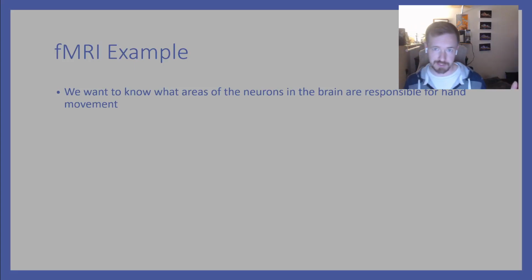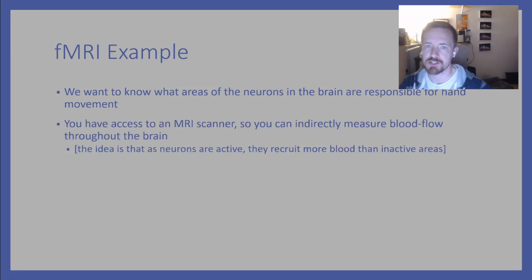So we already know this. This is settled science. There's no people that are questioning which part of the brain is responsible for hand movement. So we're going to design a quick replication to try to see if we can figure it out for ourselves. Let's say that we have access to an MRI scanner. An MRI scanner means that we can indirectly measure blood flow throughout the brain.